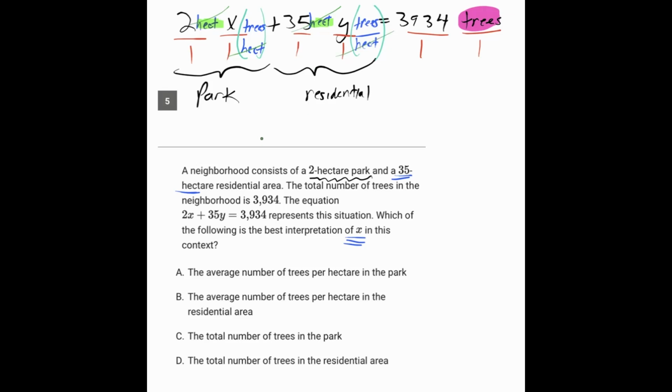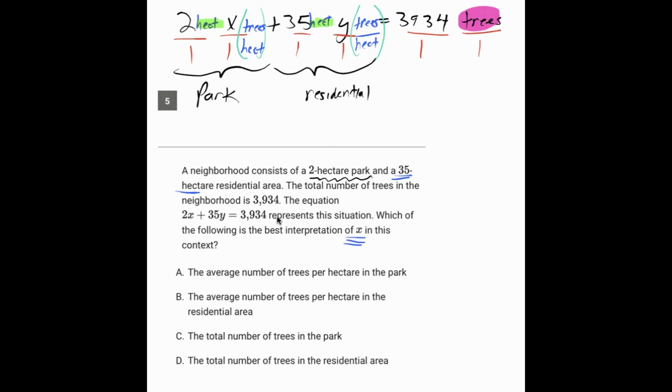Hectare cancels with hectare, leaving you with what unit? Trees, which is what we really needed. So we set things up so that they'll cancel in a way that gives us the unit we want. And we decided what unit has to go in the empty space in order to make that happen. Now that we set it up and we understand it, we can answer their question.